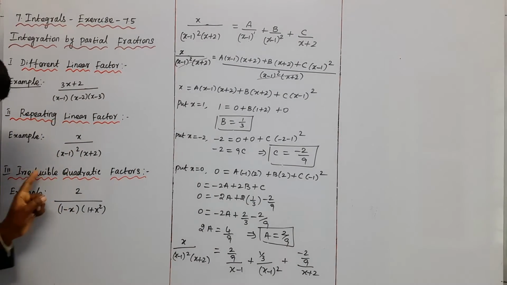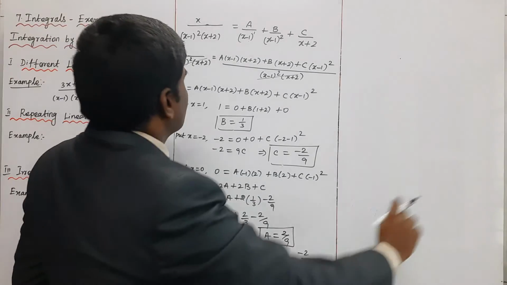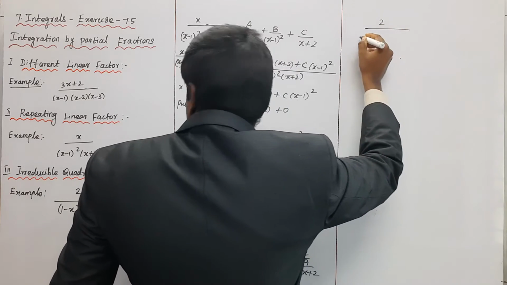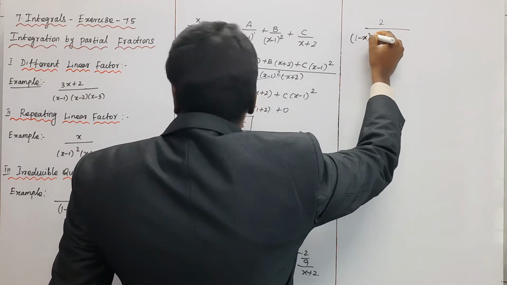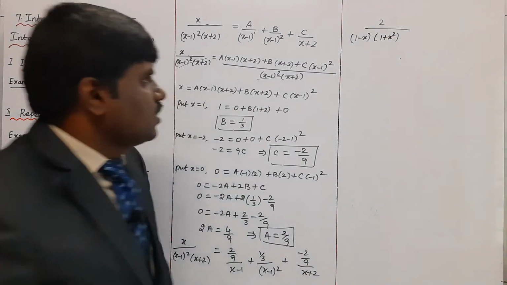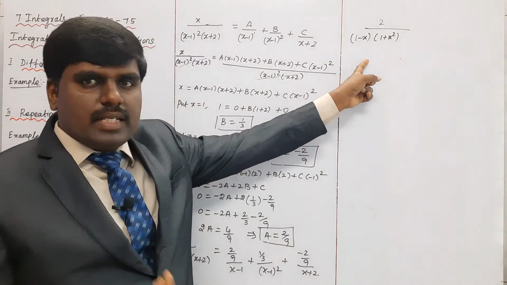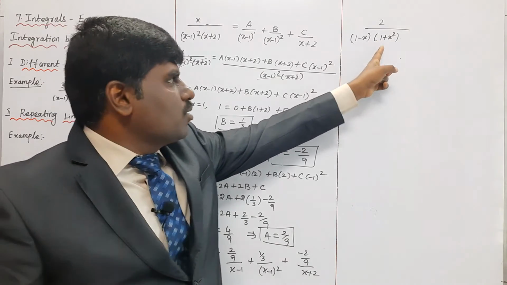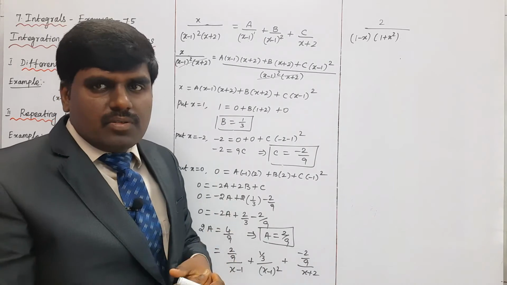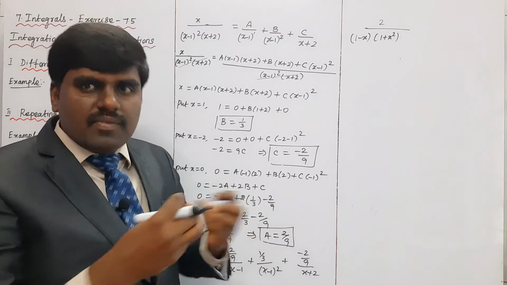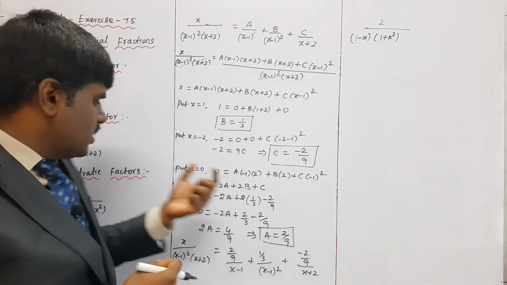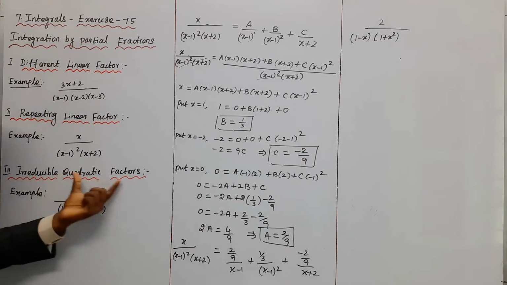Next, irreducible quadratic factor. What is the irreducible quadratic factor? What is the given problem? 2 divided by 1 minus x into 1 plus x square. So here 1 minus x is a different linear factor. Here 1 plus x square cannot be factorized because a complex number will come. So x square plus 1 cannot be factorized. So when the denominator cannot be factorized, you will utilize the irreducible quadratic factor method.